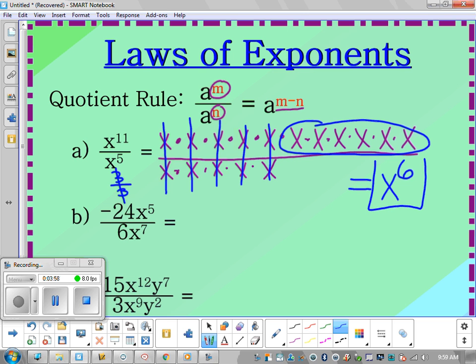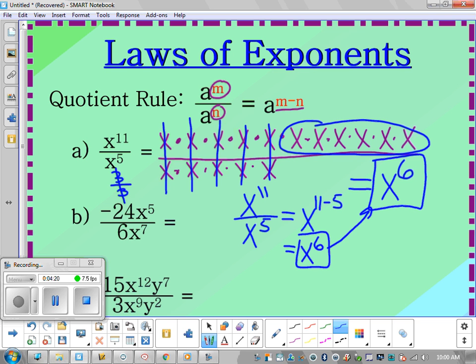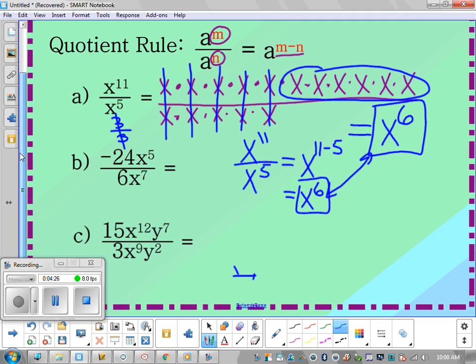Now, of course, we're not going to want to write this out like that every single time. So the shortcut is that you take the two exponents, the 11 and the 5, and you simply subtract them. It would be x to the 11 minus 5. So the quick way to get to the answer is just x to the 6th power. Same answer, much quicker way to get there. But I wanted you to visually see why the answer was what it was.